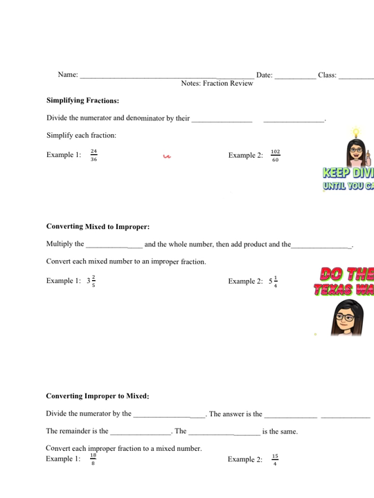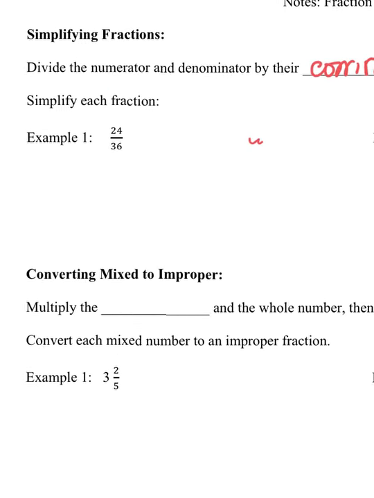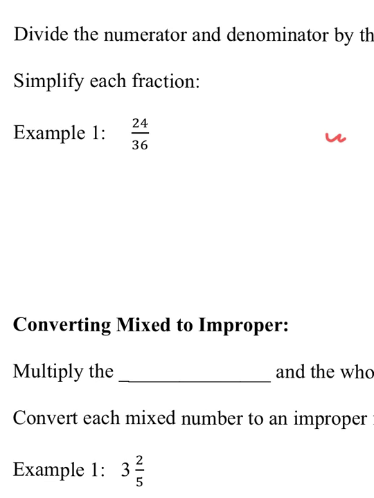So you have to divide the numerator and the denominator by their common factor. Okay, so let's start to simplify 24 over 36. Tell me what these two numbers are divisible by. 6. These can be divisible by 6.